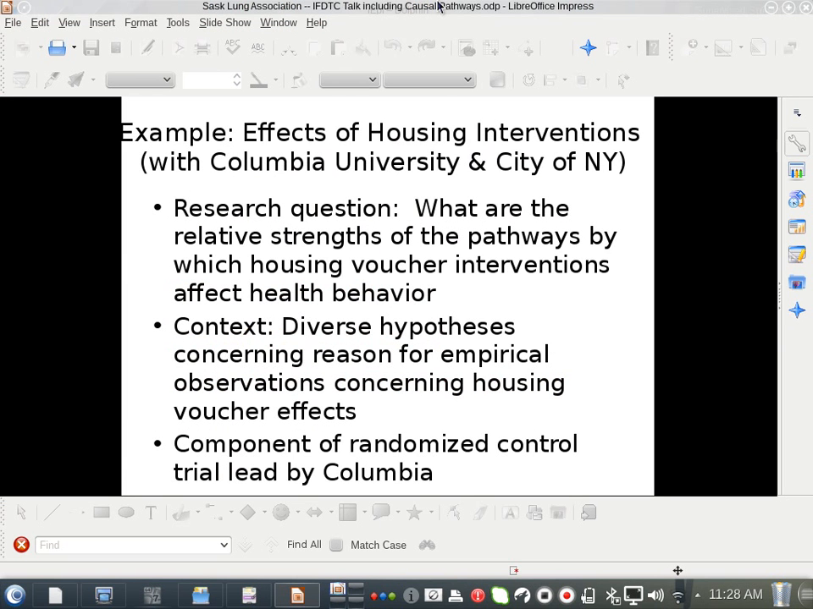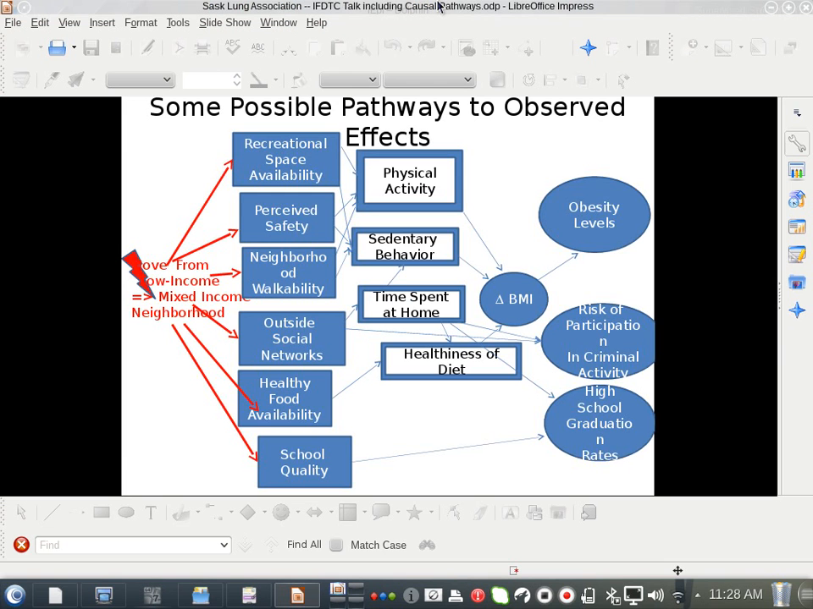So, for example, some of our partners at Columbia University in the city of New York were really interested in understanding the effects of housing interventions. So if we move someone from a low-income neighborhood to a mixed-income neighborhood, what are the likely effects? And the data that were available were very granular.